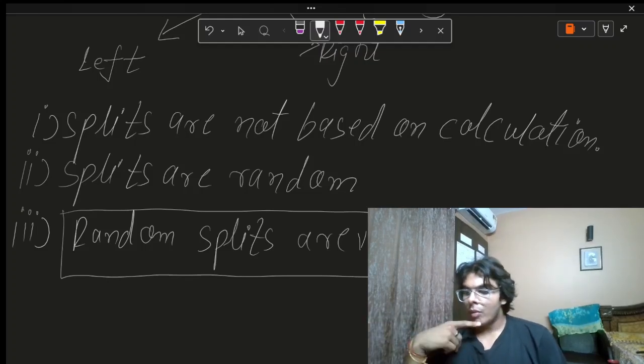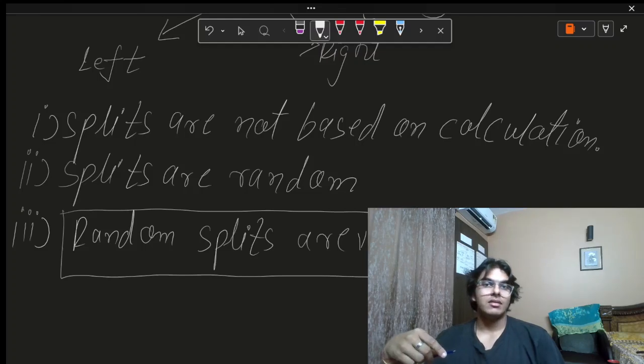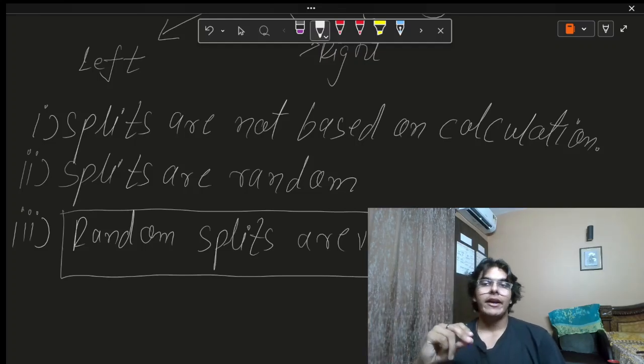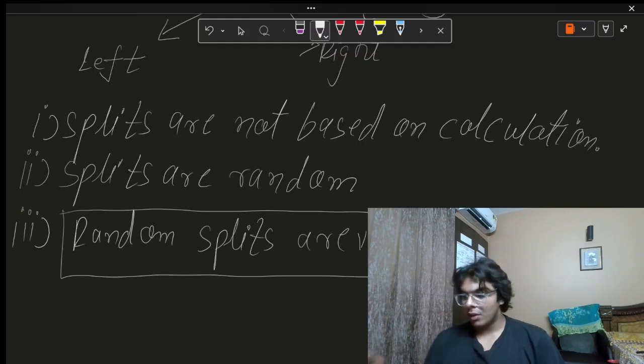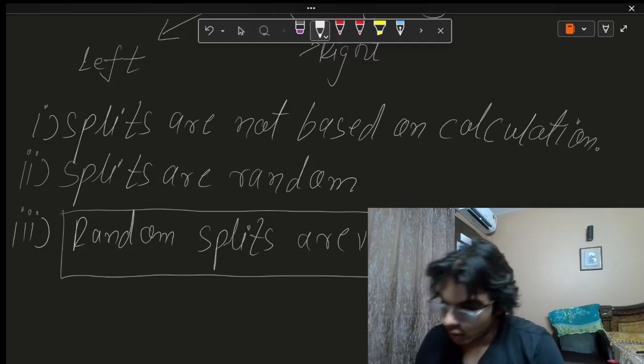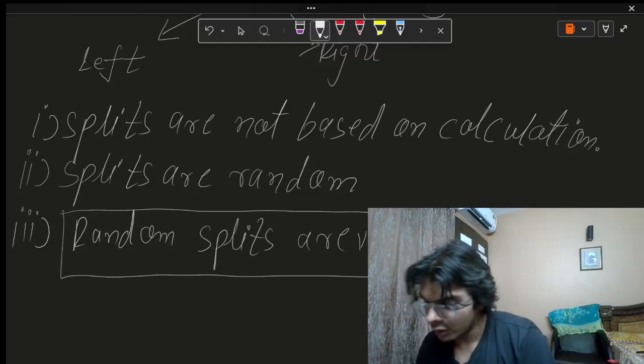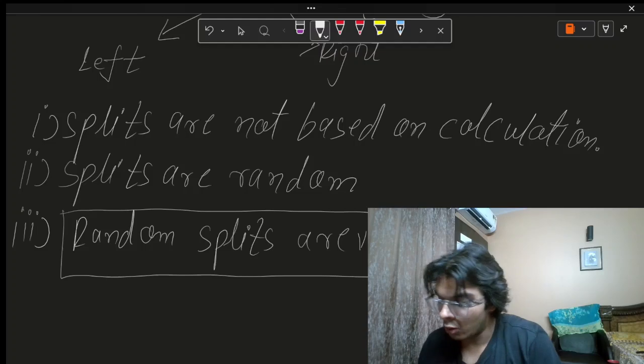Okay, so random splits are very powerful. Now we are moving forward towards why this is the case, but first of all I need you to memorize this. Random splits are very powerful for anomaly detection, and that is the principle of the model that we are trying to use today. Clear? So moving on. How do we do this?